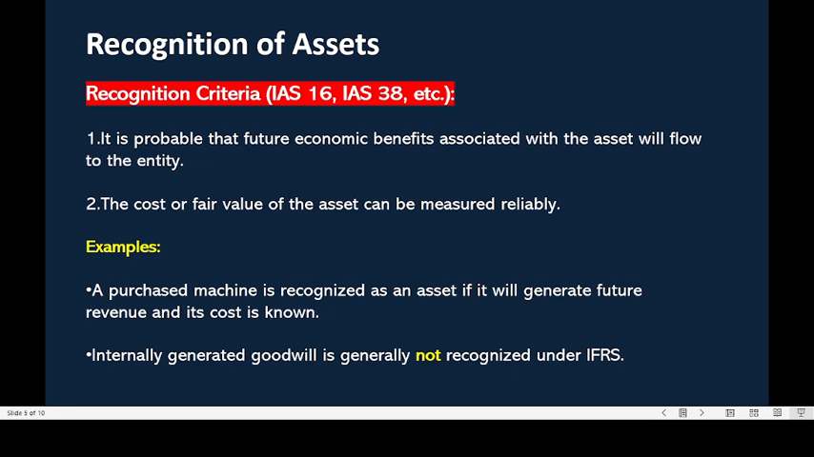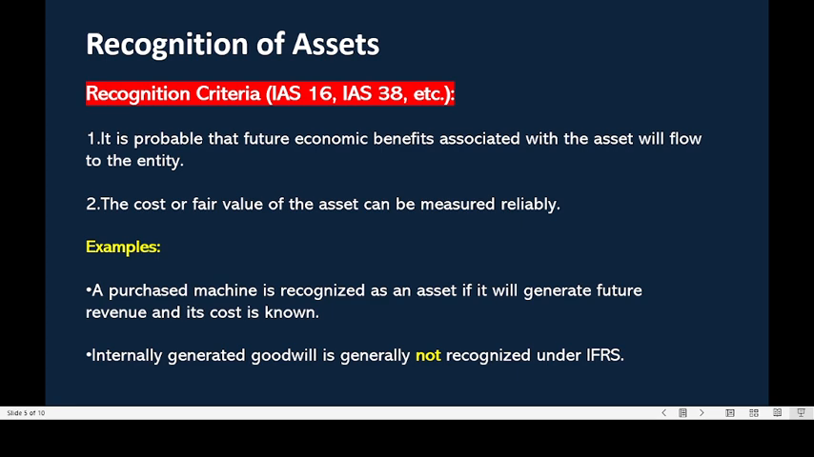Recognition of assets. Let's now look at the criteria for recognizing assets in the financial statements, as laid out in standards such as IAS 16, Property, Plant and Equipment, and IAS 38, Intangible Assets. Two conditions must be met. It must be probable that future economic benefits associated with the asset will flow to the entity. The cost or fair value of the asset must be reliably measurable.